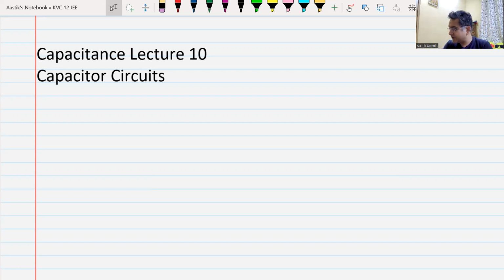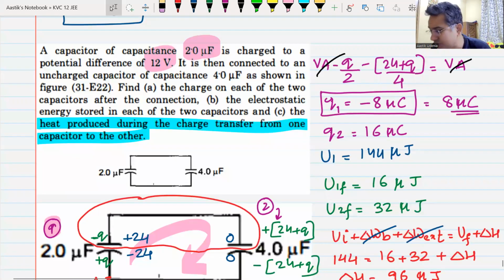If you remember correctly, we had dealt with problems on capacitance, different types of problems in capacitance, where we had capacitors which were initially charged and we had connected them to batteries and to other capacitors, and we had found out how much was the charge coming on the capacitors and how much was the energy lost. Do we remember this?